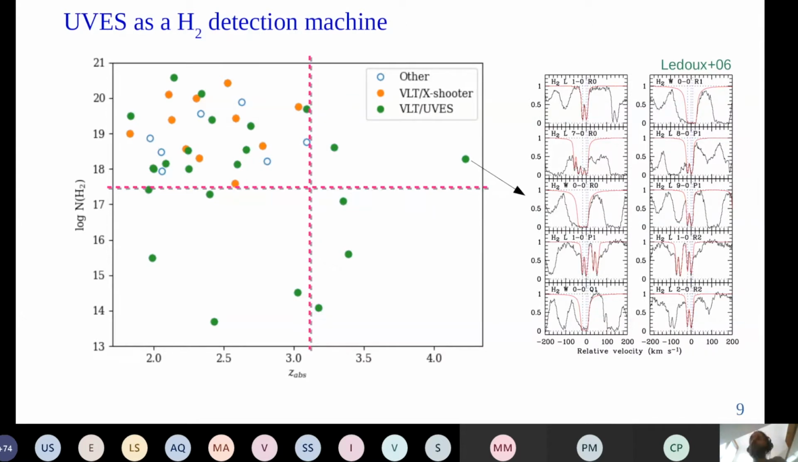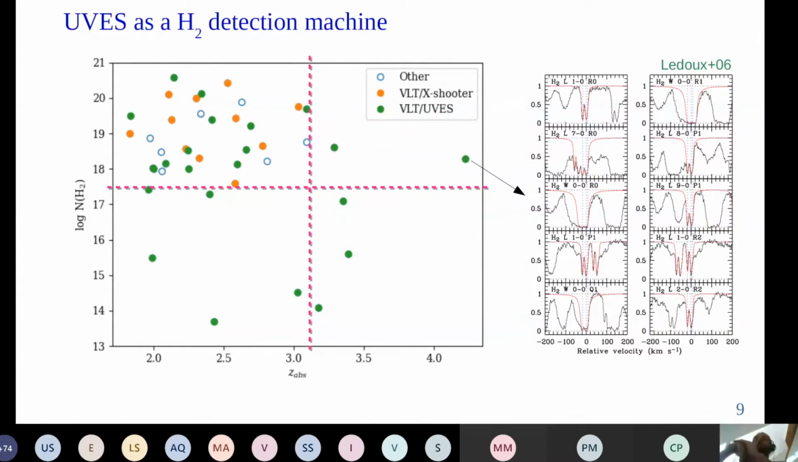And you have a zoom there where you can see all these lines completely unambiguously. And the second point here is that you can also detect H2 at much lower column densities than with other instruments. So this is the horizontal line that I put at 17.5-ish. And you can see that UVES goes much below, orders of magnitude. This is in log scale compared to other instruments.